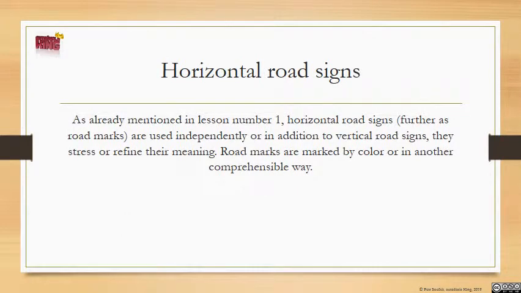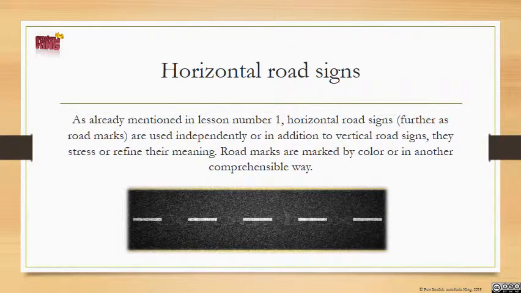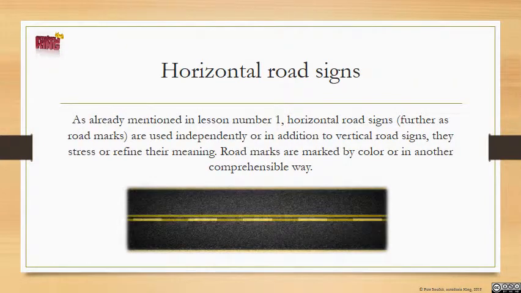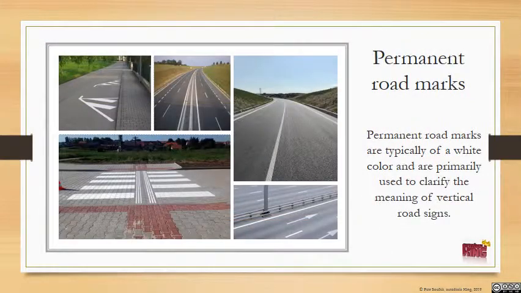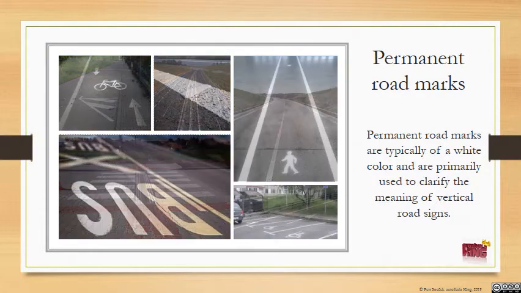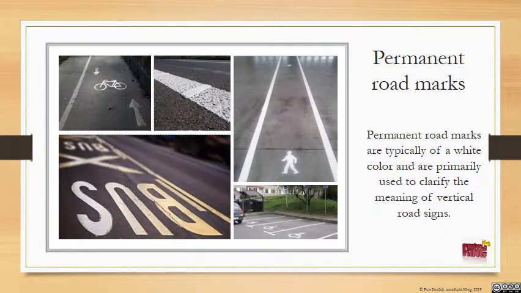As already mentioned in lesson number 1, horizontal road signs, further as road marks, are used independently or in addition to vertical road signs. They stress or refine their meaning. Road marks are marked by color or in another comprehensible way. Permanent road marks are typically of a white color and are primarily used to clarify the meaning of vertical road signs.